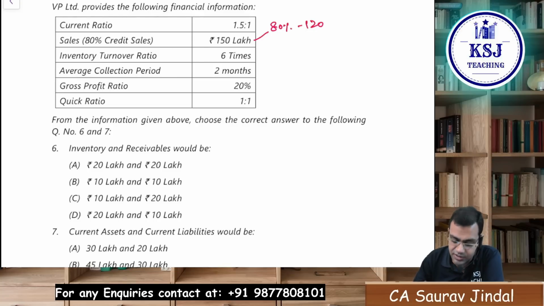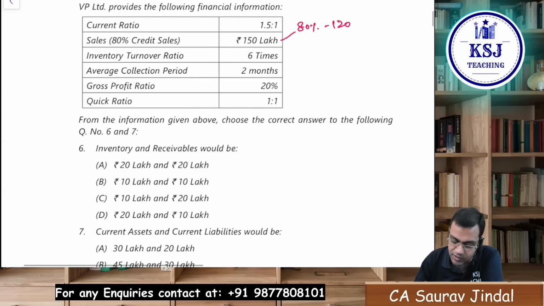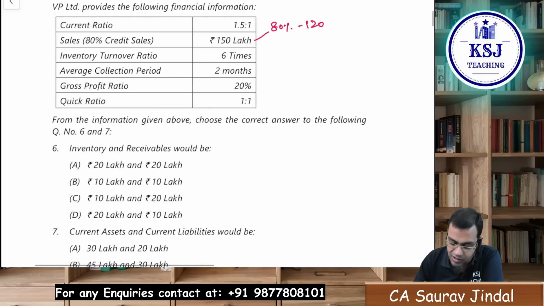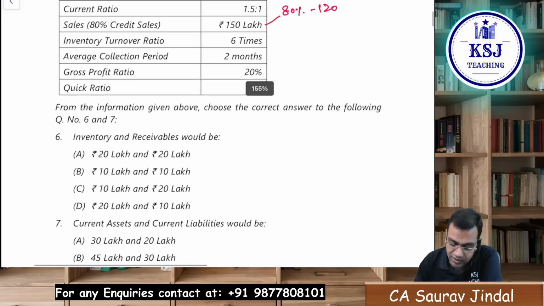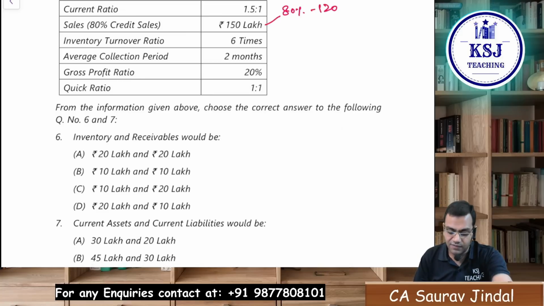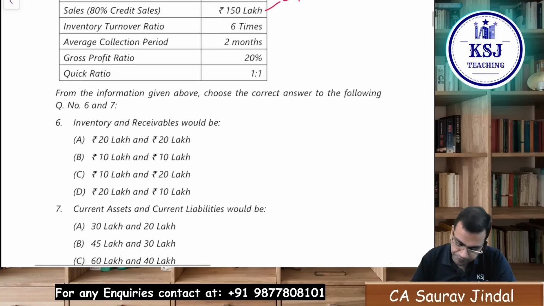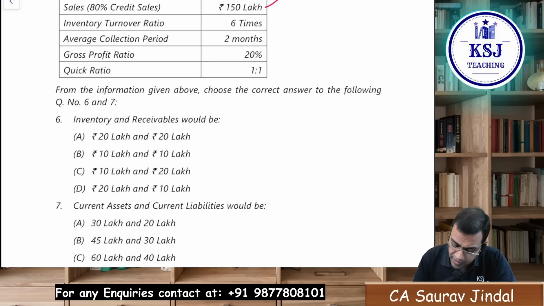Inventory turnover ratio 6 times. Average collection period 2 months. Gross profit ratio 20% and quick ratio 1:1. Calculate the value of inventory and receivables. How will you calculate inventory? Inventory will be calculated using inventory turnover ratio.